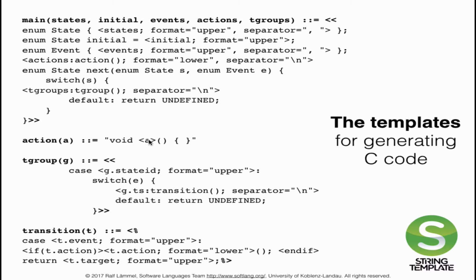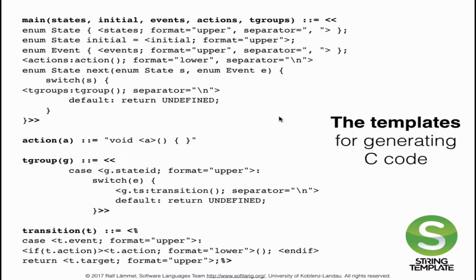This is how the code template looks for the action functions, and this is how the code template looks for the switch case per state. And here's how the code looks for the individual transitions, and we also use a conditional here to only invoke an action function if there's an action associated with the transition at hand. And you see that in a few places we invoke upper and lower to normalize the names in the generated code.